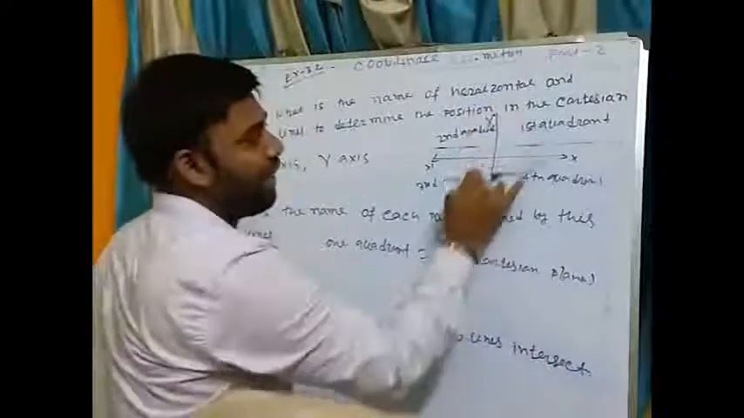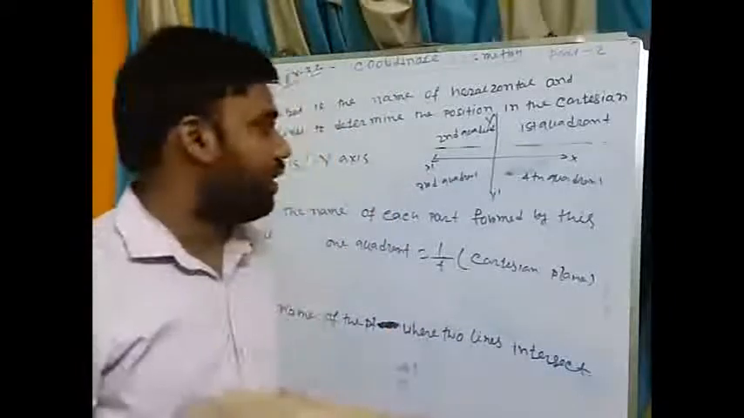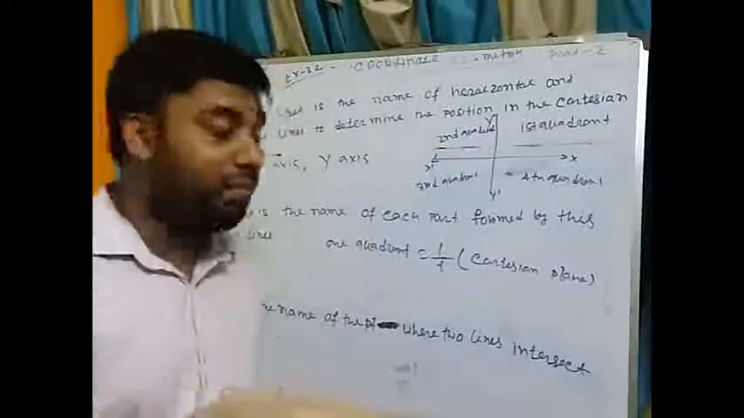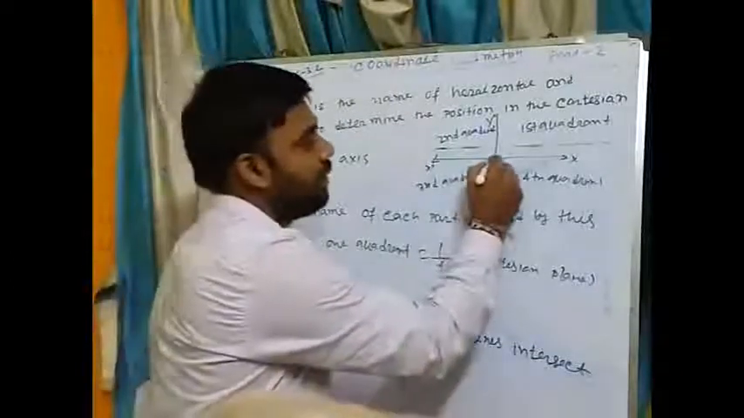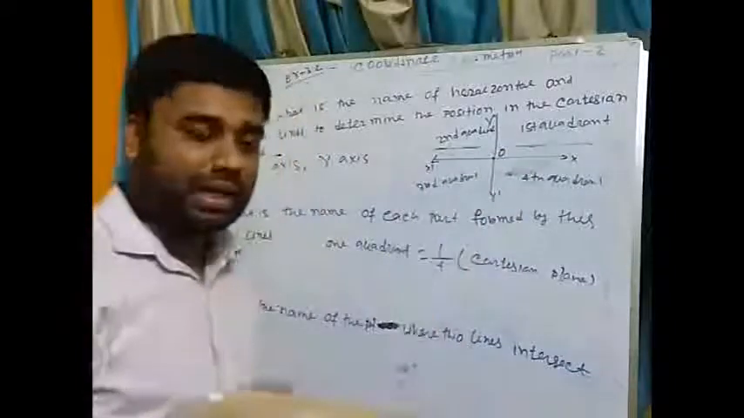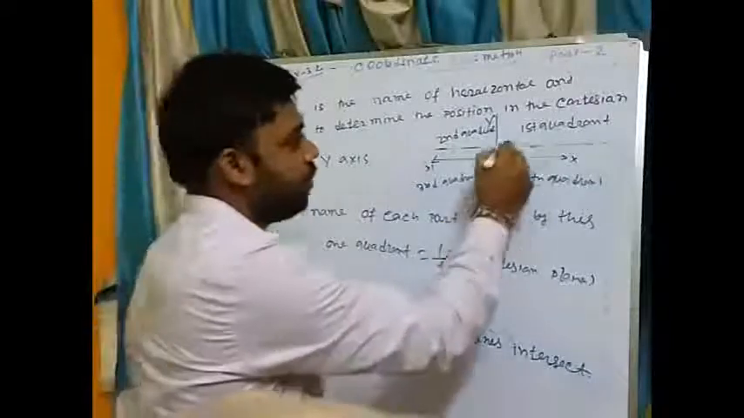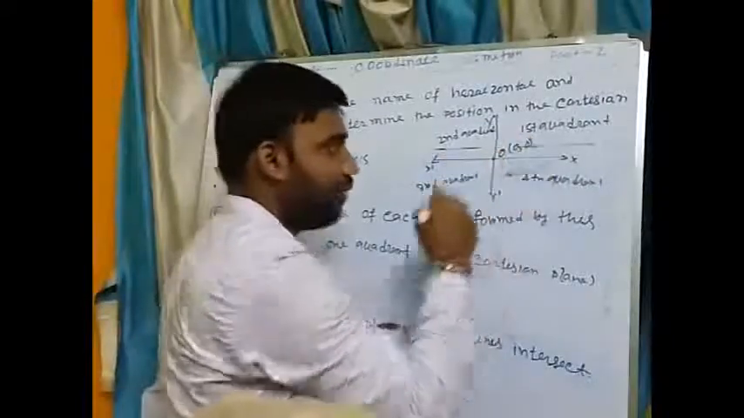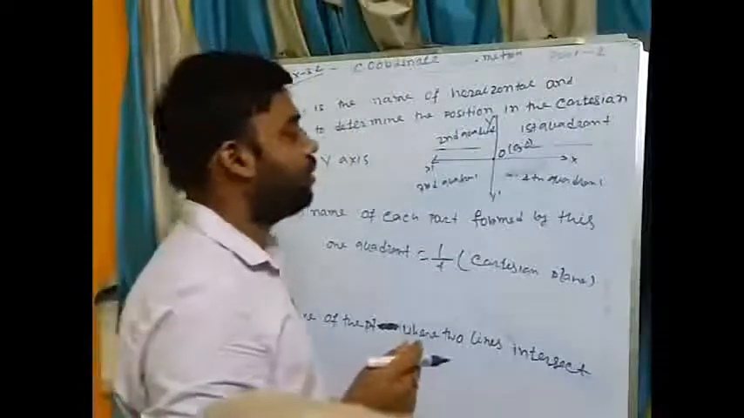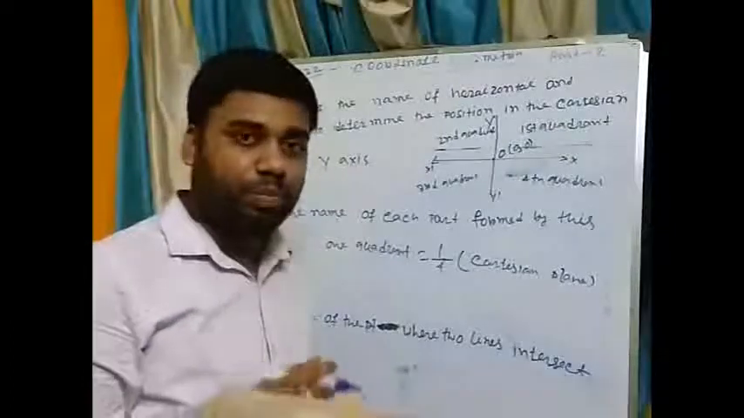These two lines, that is y-axis and x-axis, intersect at a single point. We have to say the name of that point. This is our required point, that is called origin. In the previous class I discussed the coordinate of origin, that is 0, 0.